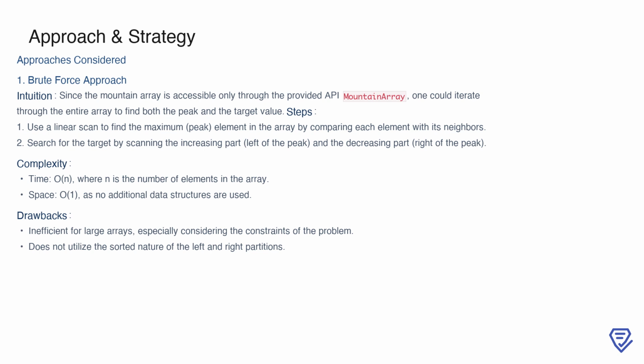Once the peak is located, we can then search for the target value in two parts, first, by scanning through the increasing section to the left of the peak, and then by scanning through the decreasing section to the right of the peak. While this approach is simple and avoids using additional memory, it has some significant drawbacks. The time complexity is O(n), which can be quite slow for large arrays. Furthermore, it doesn't take advantage of the sorted structure of the mountain array, making it inefficient for the given constraints.